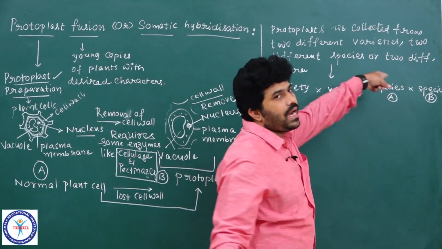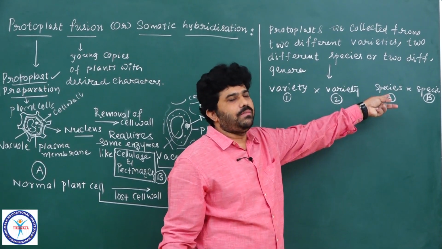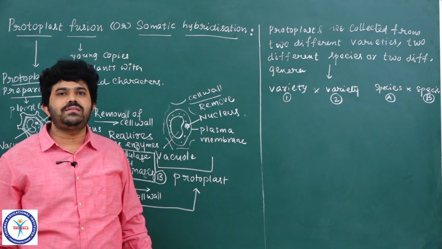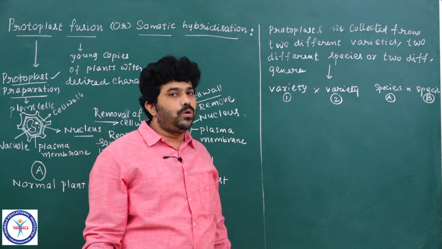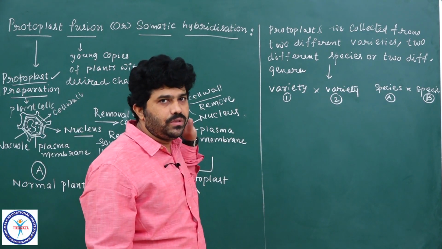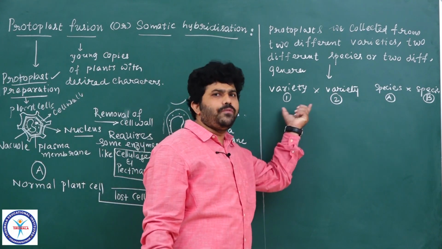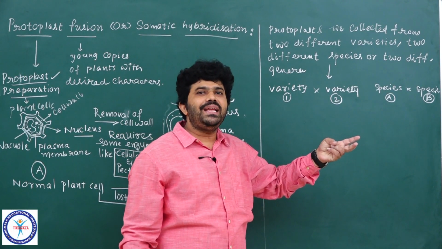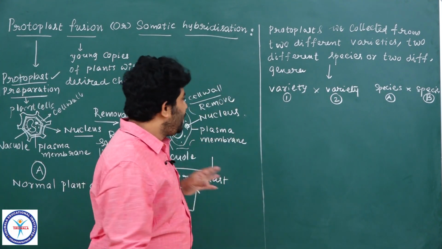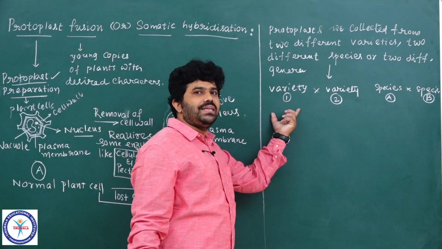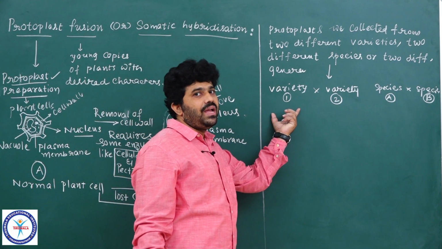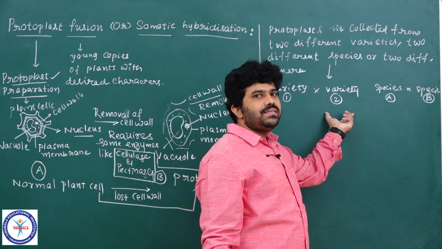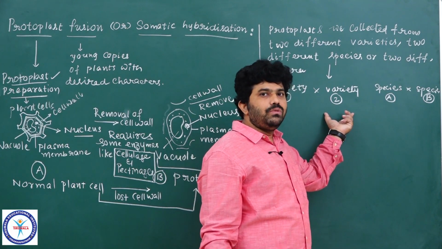In the same way, genera. Intergeneric protoplast fusion we observe. Whatever different kinds of species, varieties or genera we use, we follow them to do somatic hybridization or protoplast fusion. Two varieties means we use two different varieties of plants. From those plants we collect individual plant cells. From variety 1 we have collected some plant cells which have desirable traits. In the same way, from variety 2 we have also taken some plant cells which have desirable characters.